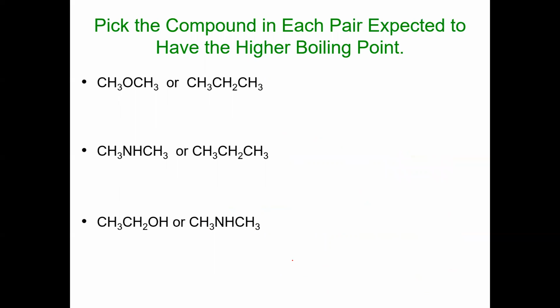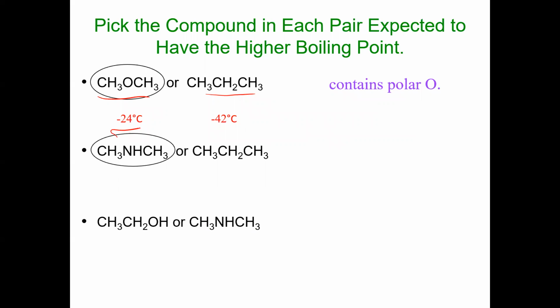So what if I was comparing these two? All right. Dimethyl ether versus propane, similar molar masses. Which one would have the higher boiling point? The dimethyl ether. Why? It has a polar oxygen and it can exhibit dipole-dipole. And we can see clearly here that the boiling point is much higher.